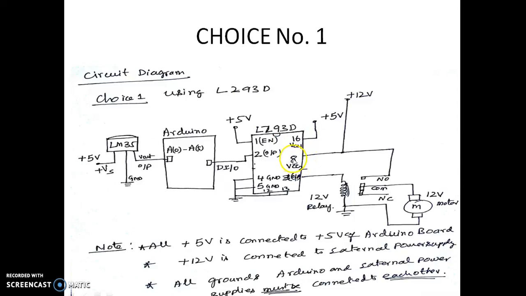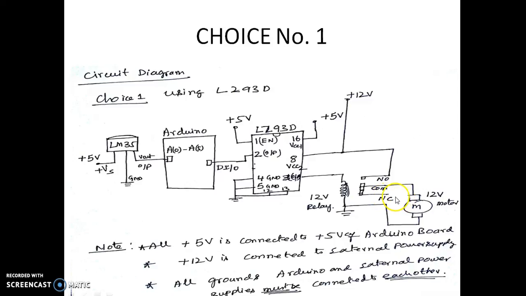Please have a look at this 8. 8 is connected to +12. So this +12 is actually connected to an external power supply. And you can see this 4, 5, 13 and 12 are grounded here. The output of this non-inverting buffer is actually 3. So this 3 is connected to the relay. So you can see now this is the motor.